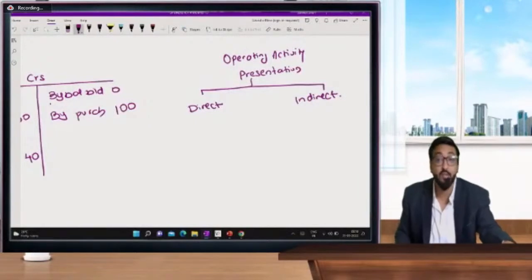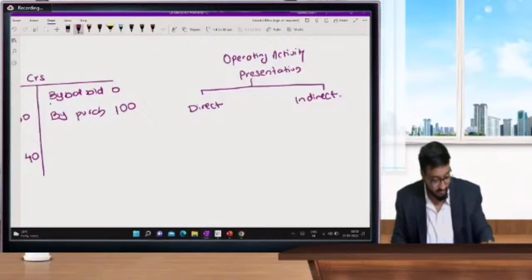How many methods you have? 2 methods. One is direct and second one is indirect. You are getting this concept better? Yes. Direct and indirect.